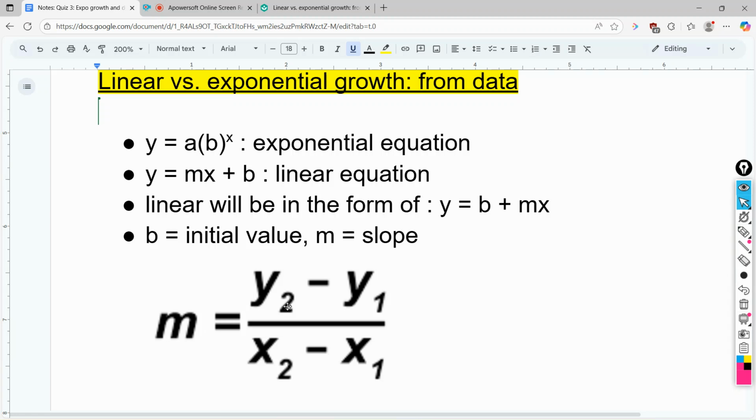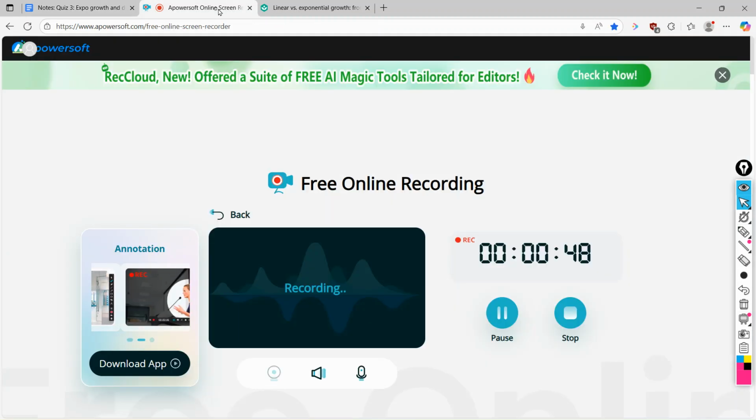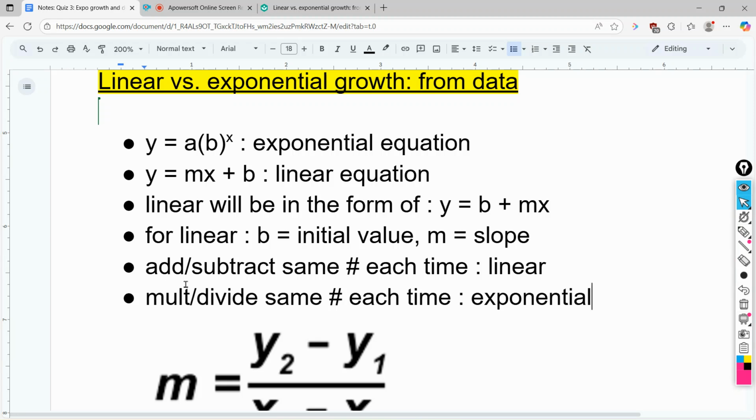Okay, recall the slope equation, y2 minus y1 divided by x2 minus x1. Also, recall that if you add or subtract the same number each time, that's a linear equation. If you multiply or divide the same number each time, that's an exponential equation.